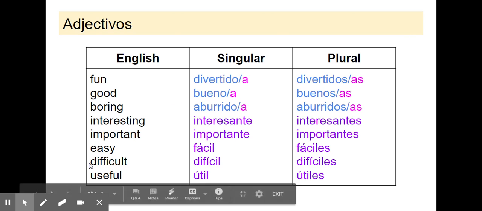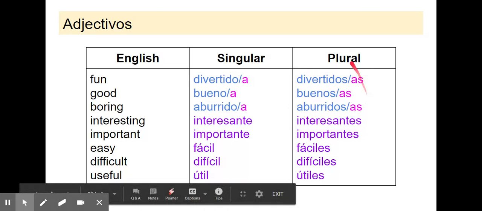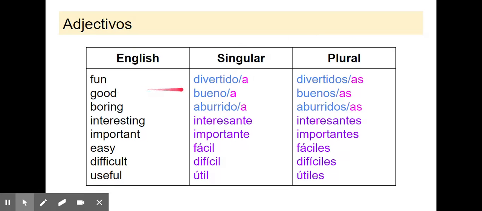So here are some of the adjectives that we can use to describe school subjects and say why we like them or why we don't like them. Now, some of these you already know. You already know fun because we've used that to talk about our teachers. That's divertido o divertida o divertidos o divertidas. You're only going to use plurals when you are talking about science and maths, okay? Good is bueno, o buena, o buenos, o buenas. Boring, you already know that one. Aburrido o aburrida, aburridos, aburridas.